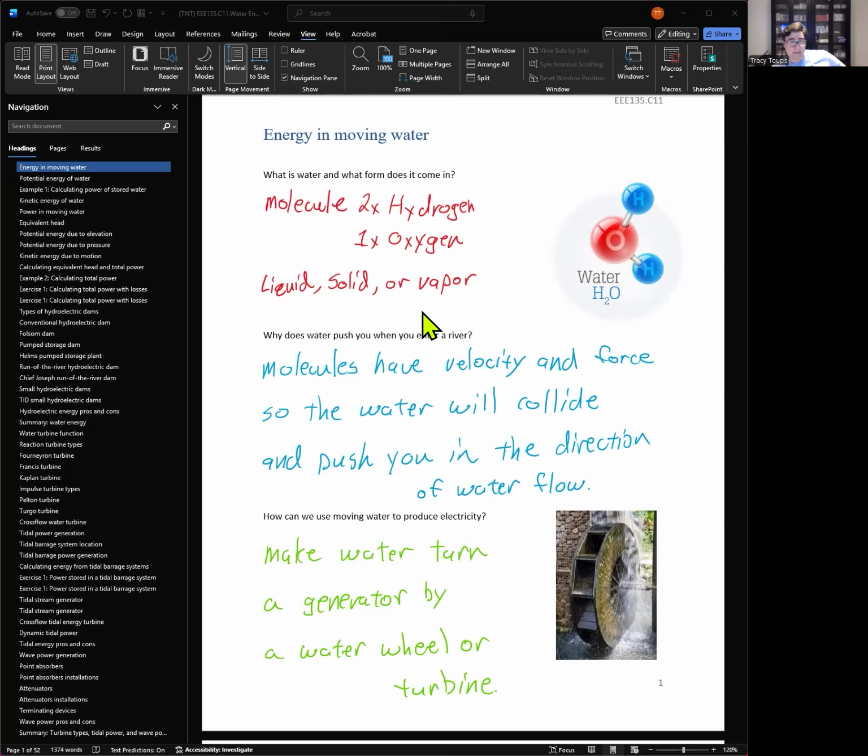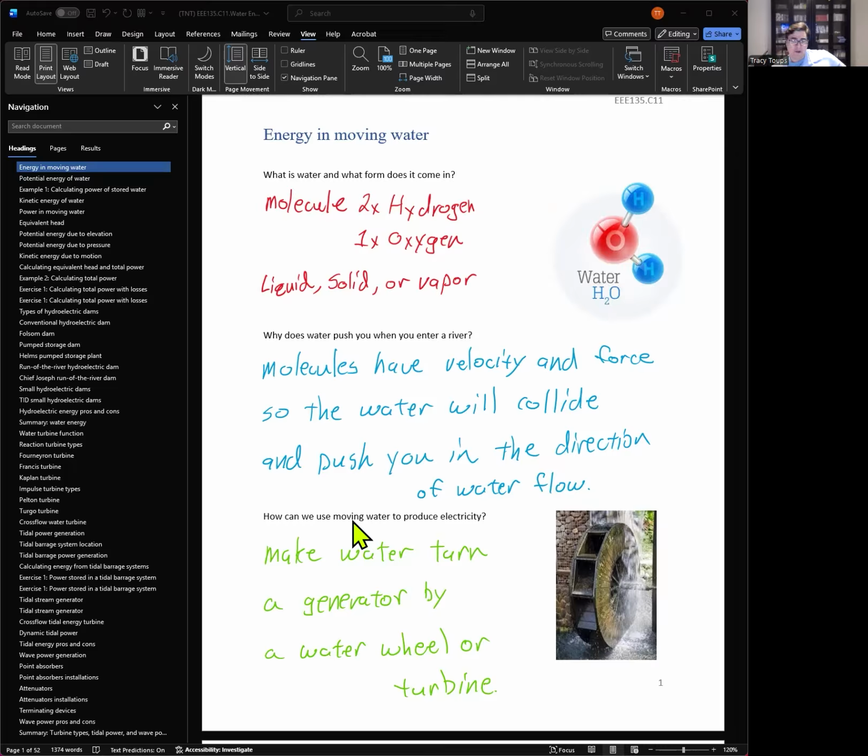So why does water push you when you enter a river, right? If it's little molecules, one little drop of water is not going to do much, but a whole river, you might fall down, right? Molecules, even if they're invisible, have velocity and mass. And there's a force behind the molecule when it moves. So if you have enough molecules in water, it will collide with you and will push you in the direction of the water flow. So moving water has a lot of force behind it.